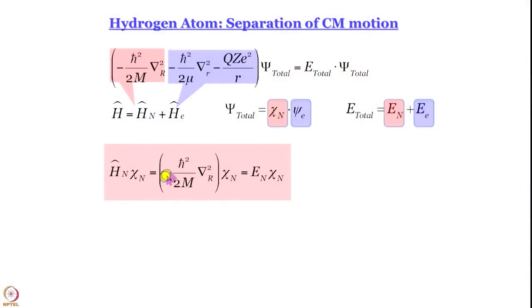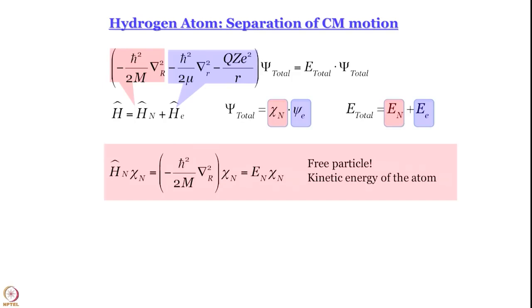Okay. So, the first equation we get, if you look at this highlight here, is Hn chi n, that is minus h cross square by 2m del r square operating on chi n, no potential energy. Remember, we are talking about one hydrogen atom. We are not talking about a hydrogen atom that interacts with anything else. That equals En chi n, only a kinetic energy term is there. So, a system which has only a kinetic energy term, no potential energy. Have you encountered something like that? Yes, we did. That is a free particle. A free particle is something that doesn't care about anything else in the universe, doesn't have any potential energy, any interaction with anything else. Okay?